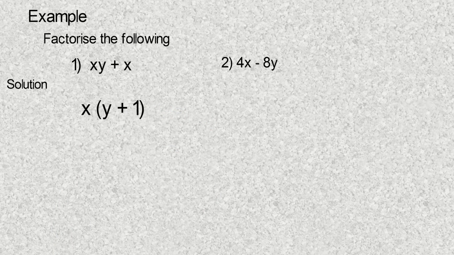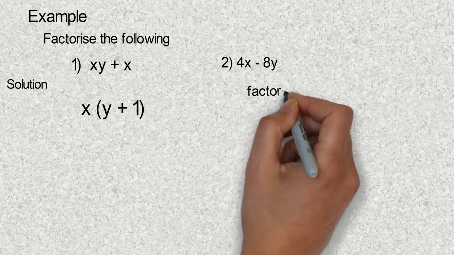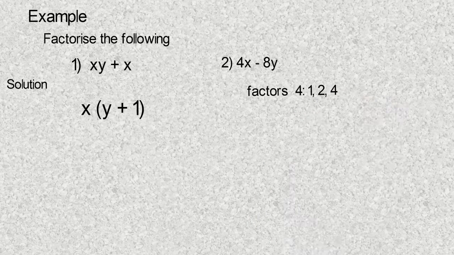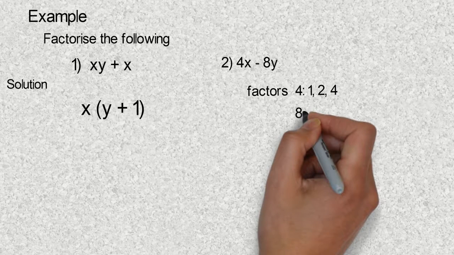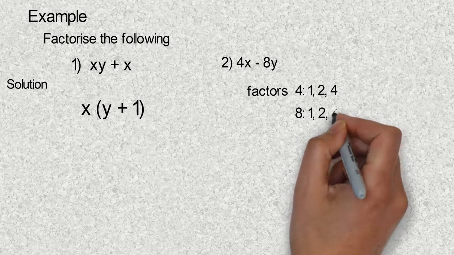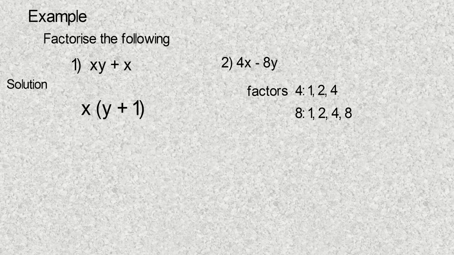So number 2 says 4x minus 8y. So let's get the factors of 4. The factors of 4 are 1, 2, and 4. That is, those are the numbers that can divide 4 without a remainder. Also, let's look at the factors of 8. I have 1, 2, 4, and 8. So here, I have just 3 factors common to both, which are 1, 2, and 4. And the highest of them is what? 4.